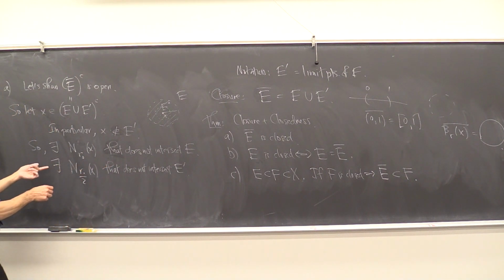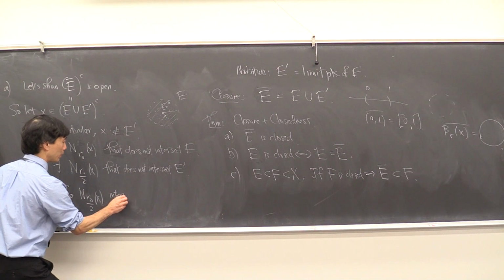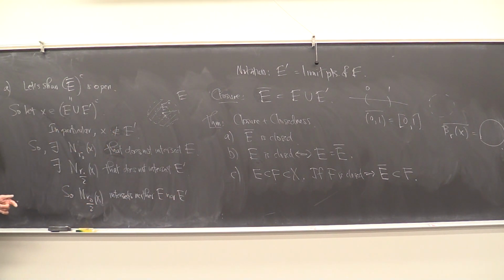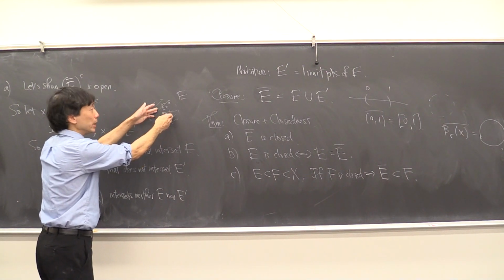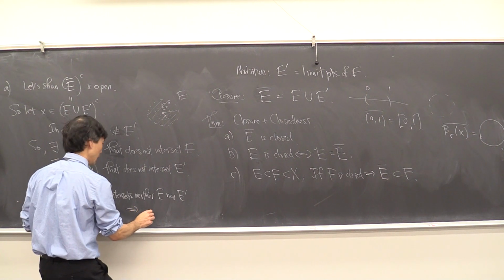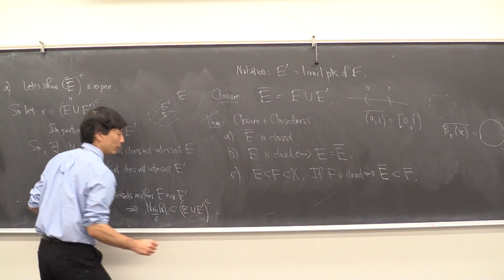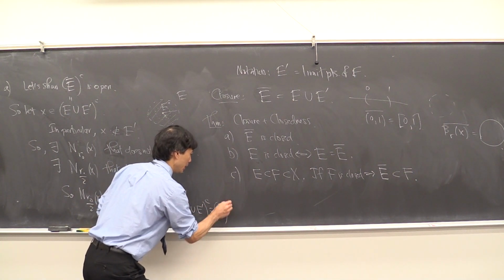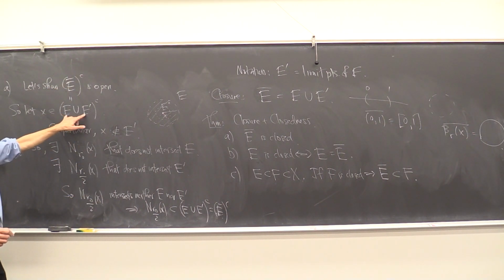So what do we have? The bigger one doesn't intersect E. The smaller one doesn't intersect E prime. Certainly the smaller one intersects neither E nor E prime. And so the smaller one is contained in the complement of E union E prime, which is E bar complement. And that's what we wanted to show. We wanted to show that E bar complement was open. So we've shown that any point in E bar complement is interior to E bar complement.